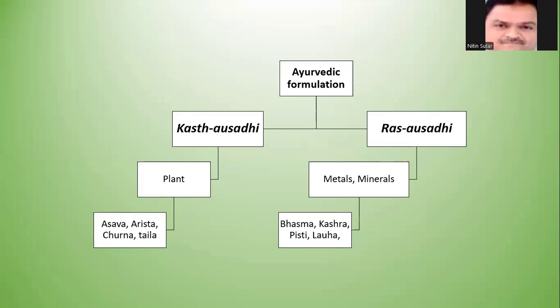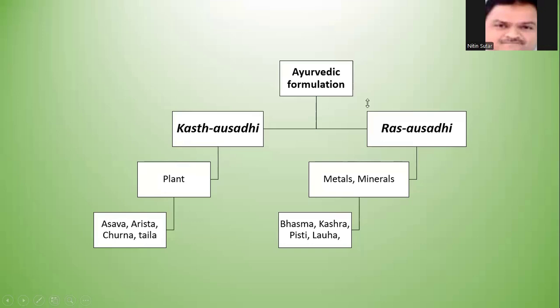Organized means they contain the part of the plant, in powder form as well as whole form, such as your root, stem, bark, flower, seed, etc. These are the organized parts. Unorganized parts include your juice, latex, mucilage, extract. The drugs obtained from these are considered as asava, arishta, churna, taila. So these are the Kasta Aushadhis.